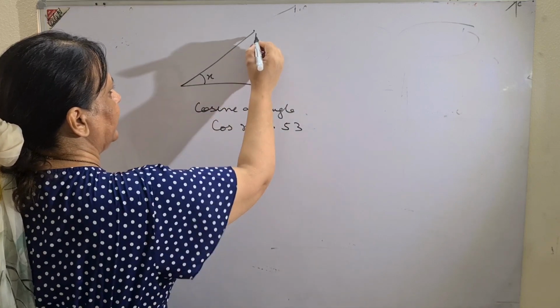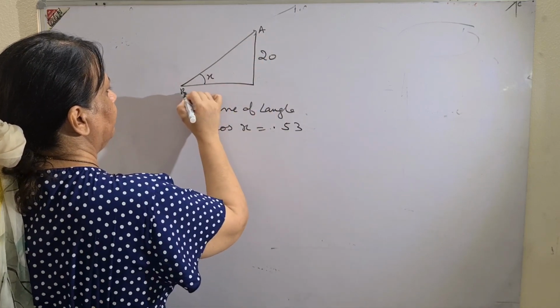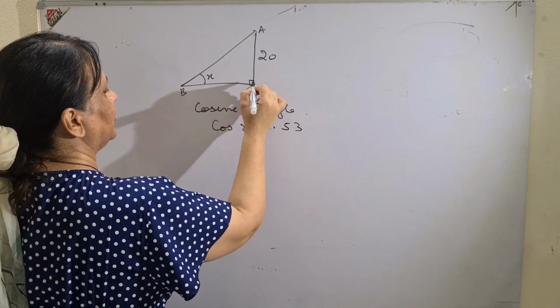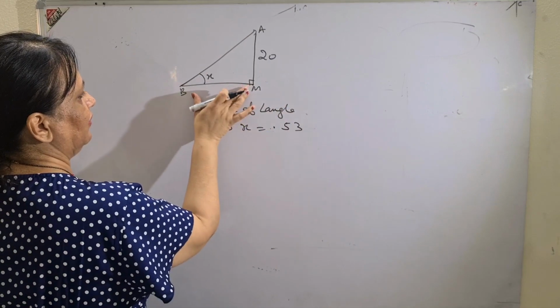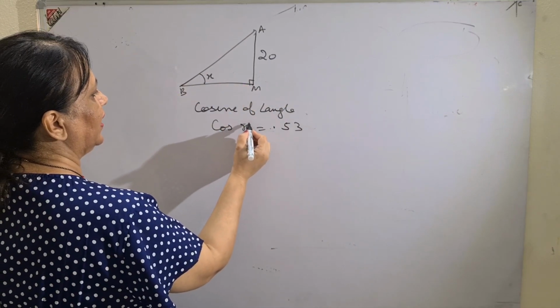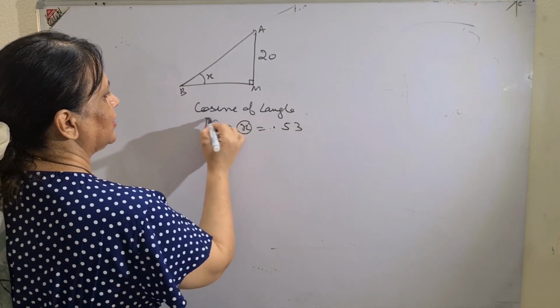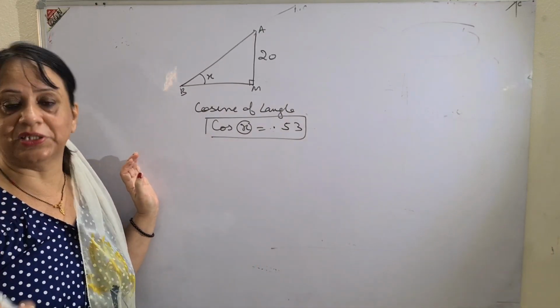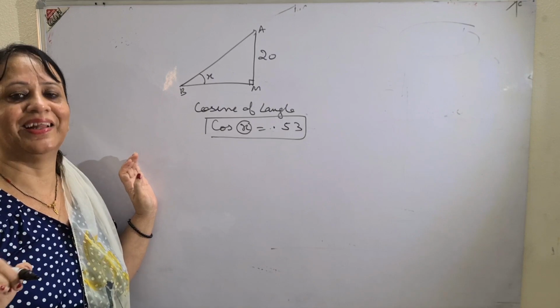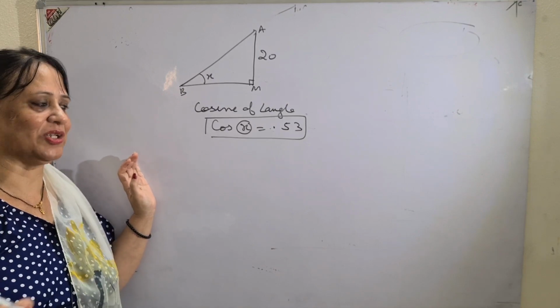And I have to find the value of BM. BM means the distance of the point B from the foot of the tower. So BM I have to find, but before that I have to find this x. This has been given to me, children. Now you will read the table in the reverse order. Read the table in the reverse order.